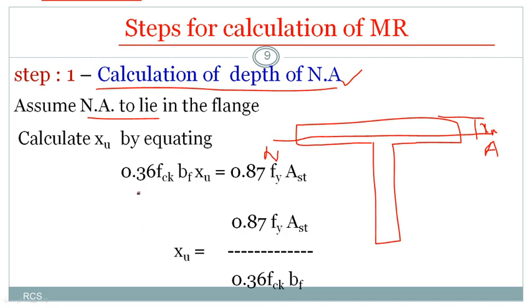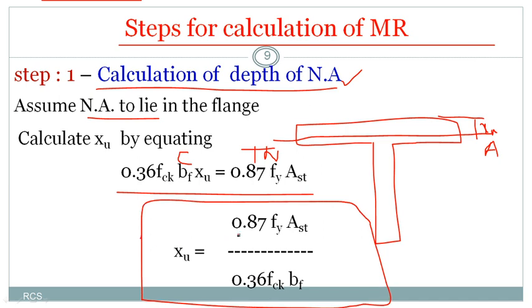So this can be calculated by equating the total compressive force to the total tensile force. The total compressive force is 0.36 fck bf into xu, which is equal to 0.87 fy into Ast, and finally we will get this equation for calculating xu: 0.87 fy Ast divided by 0.36 fck into bf. So according to this formula, you can calculate the depth of neutral axis.